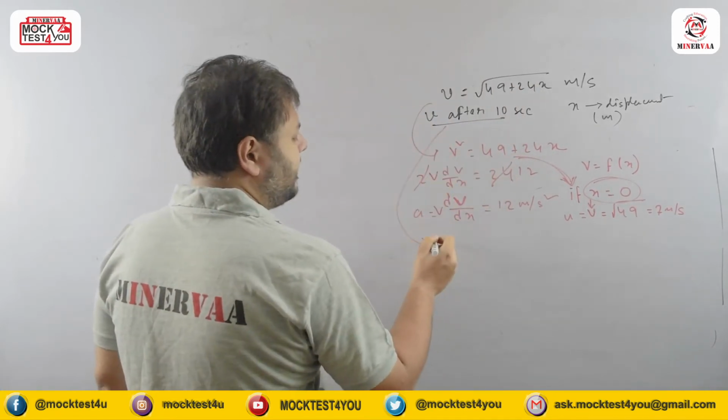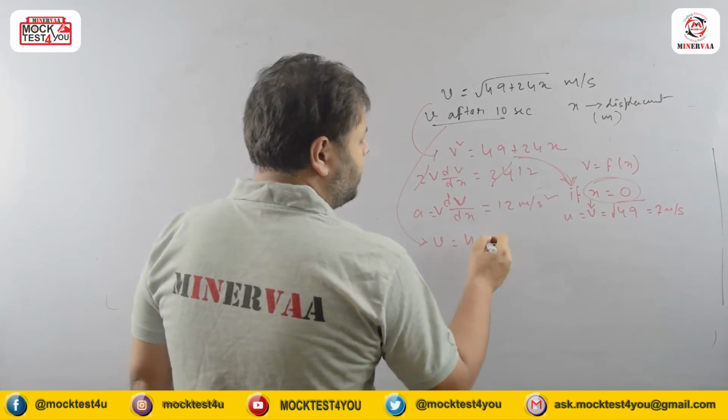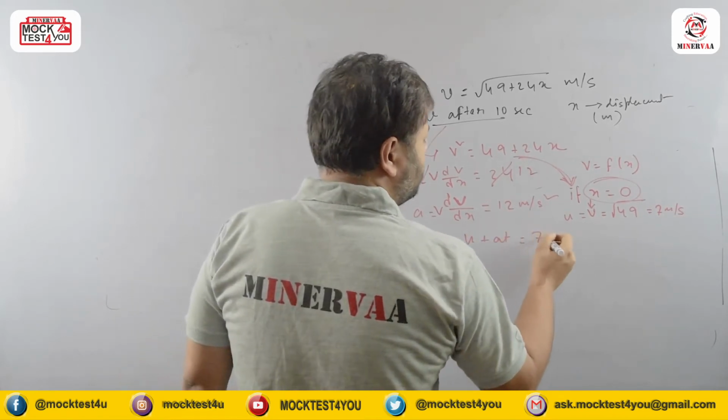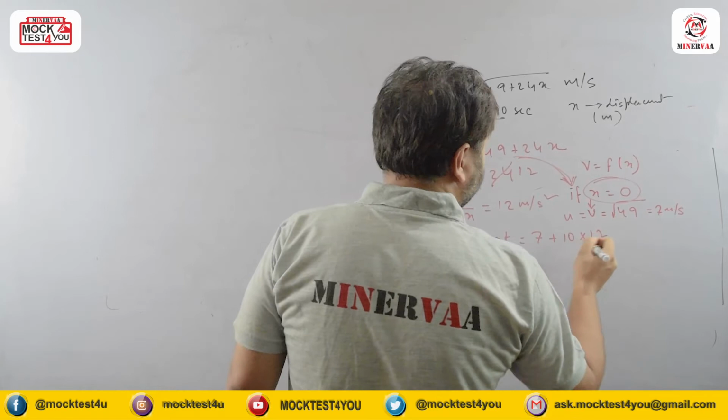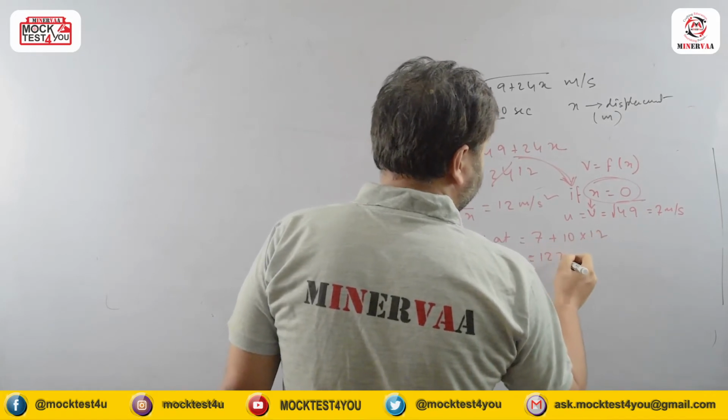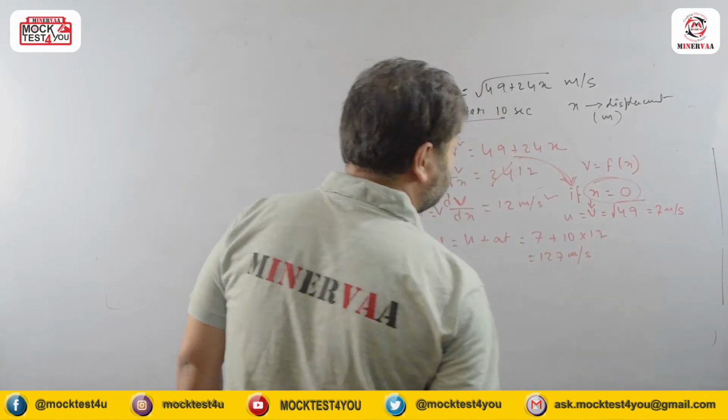So after 10 seconds, the velocity will be what? It is u plus at. So it is 7 plus 10 into 12, so it is 120 plus 7. So it has to be 127 meter per second.